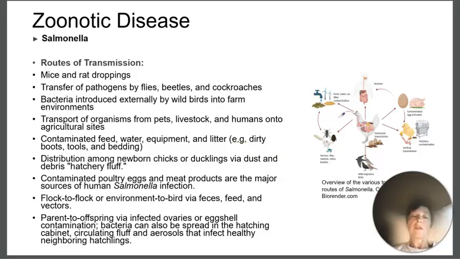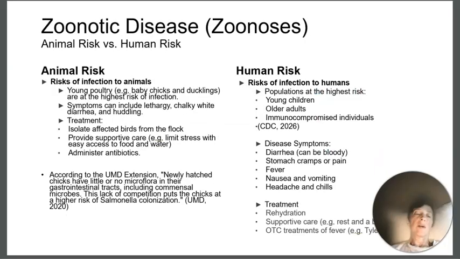Zoonotic disease, one of the biggest zoonotic diseases is salmonella. We hear about salmonella all the time. And here's the transmission routes. Number one, mice and rat droppings. We hear about that all the time. But then again, contamination with food and water. Again, cleanliness is key when you're dealing with any kind of large flocks of birds. So just keep things clean, keep things aerated, make sure there's enough air, not overcrowding.